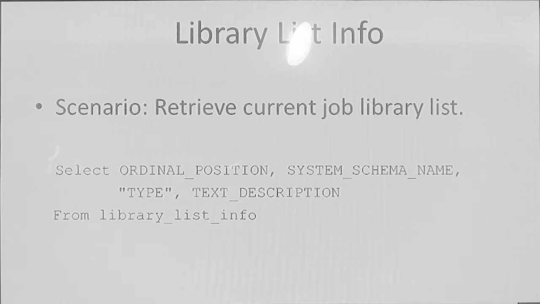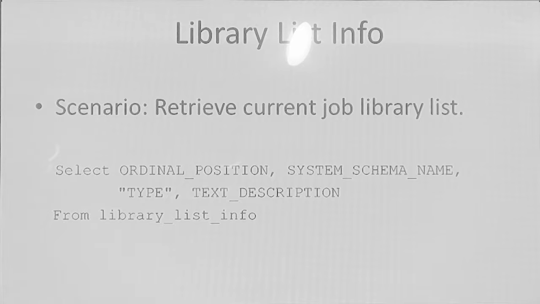Library list information. Real easy way to get the library list of the current job into your program for whatever you need. You don't have to use an API. I just use this part right here. It'll bring it right into your program. It'll bring a library per row.